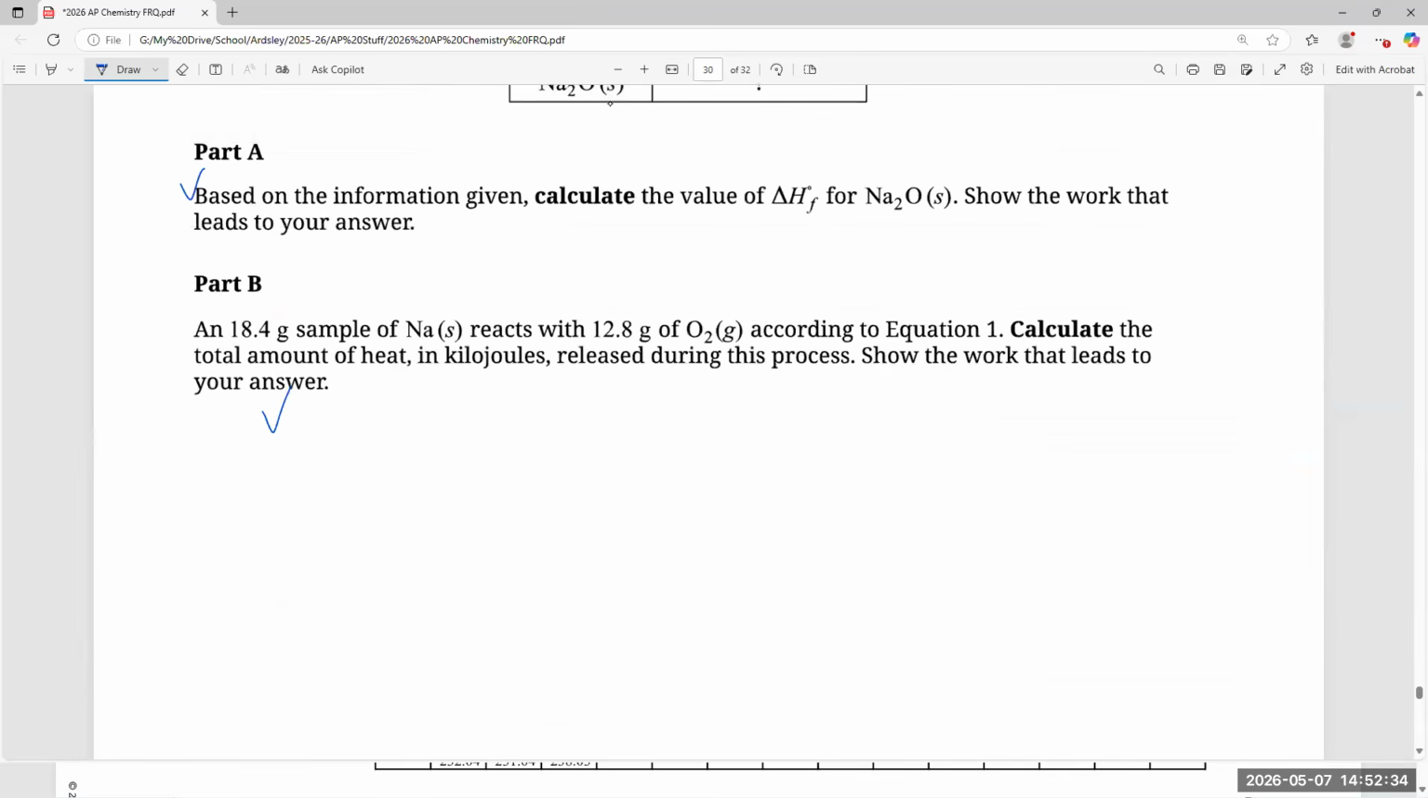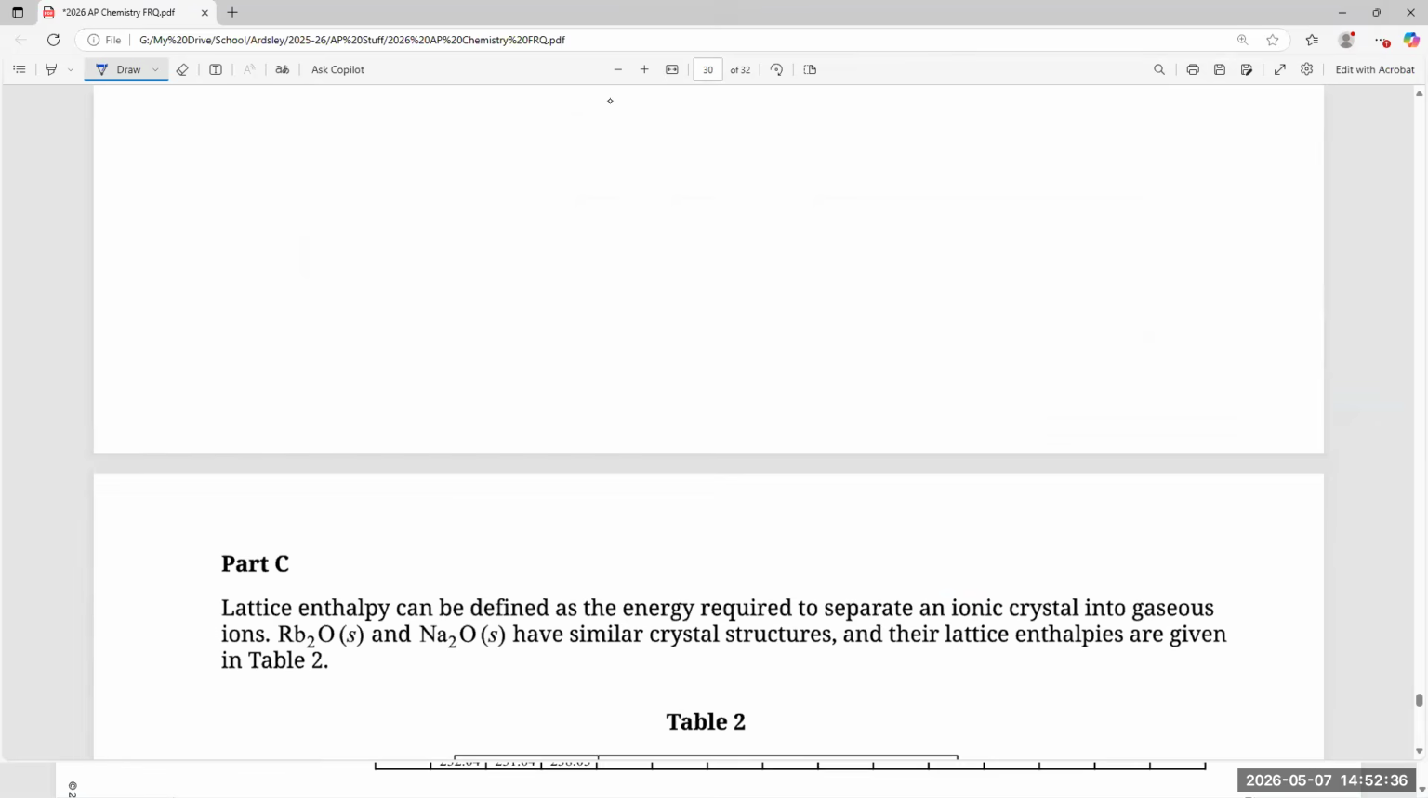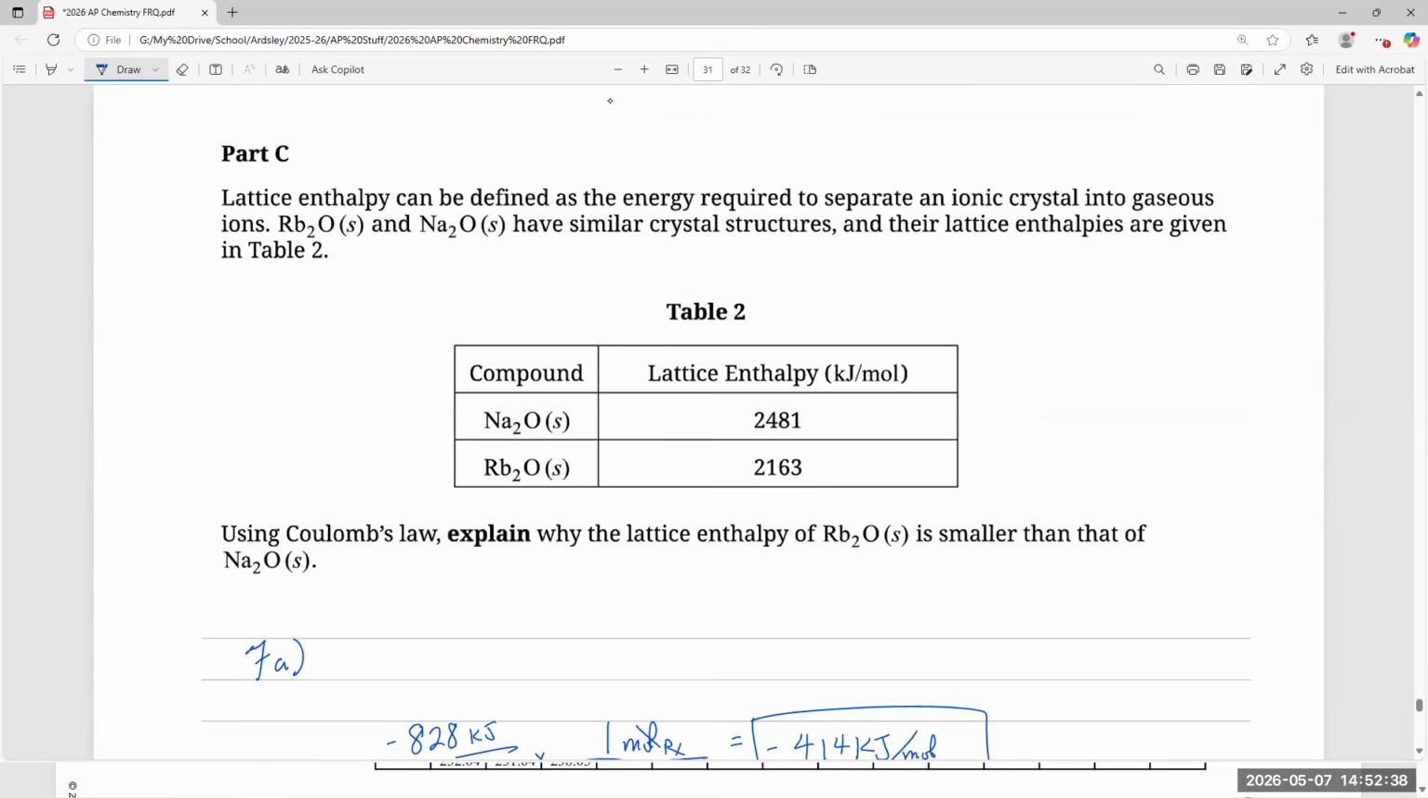Oh boy, we're at the very last question. We're going to celebrate after this, right? Lattice energy can be, sorry, lattice enthalpy can be defined as the energy required to separate an ionic crystal into gaseous ions. Rubidium oxide and sodium oxide have similar crystal structures, and their lattice enthalpies are given in table 2. Using Coulomb's law, explain why the lattice enthalpy of rubidium oxide is smaller than that of sodium oxide. And man, this Coulomb's law has been kind of weak in this test, right? I mean, they asked a lot of it, but it's been very weak.